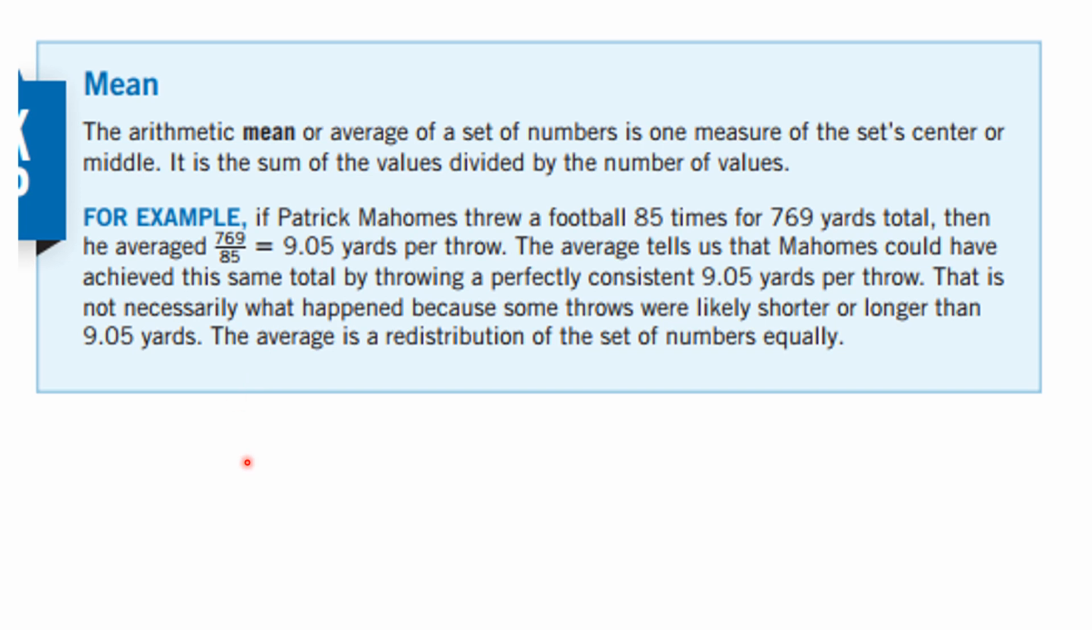Suppose the football player Patrick Mahomes threw a football 85 times in games for 769 total yards. Then he averaged, you would take the 769 divided by 85, it was 9.05 yards per throw. The average tells us that Mahomes could have achieved the same total by throwing a perfectly consistent 9.05 yards per throw. That is not necessarily what happened, because some throws were likely shorter or longer than this distance. But the average should be thought of as a redistribution of the set of numbers, dividing them equally.